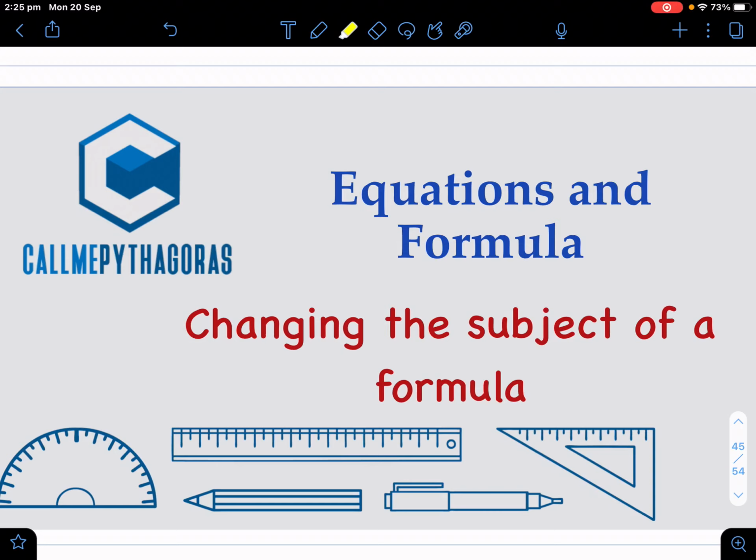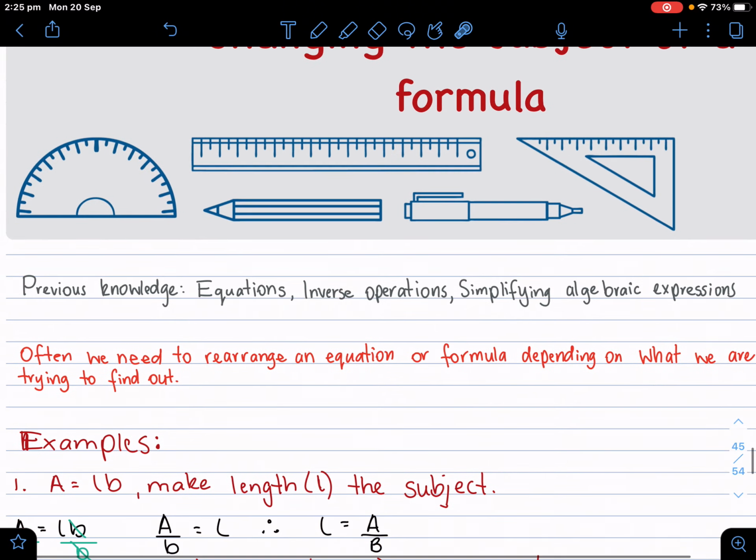Hey guys, so today we're going to go through changing the subject of a formula, as part of equations and formulas and also part of algebra. So let's start.